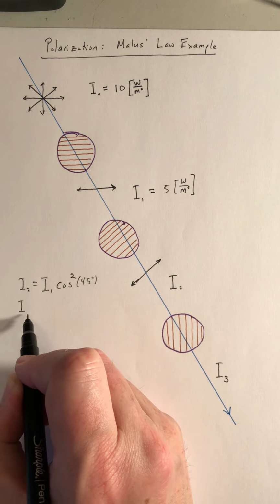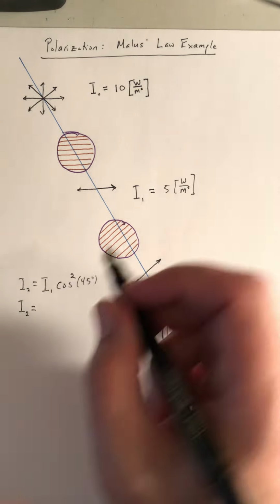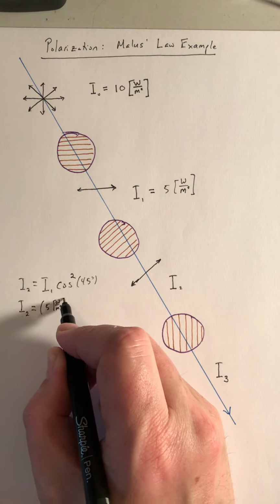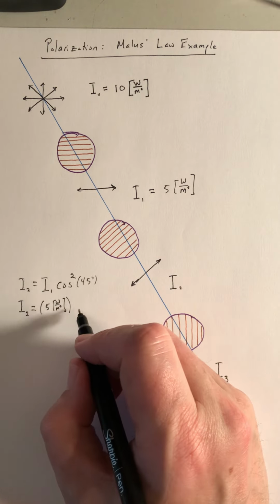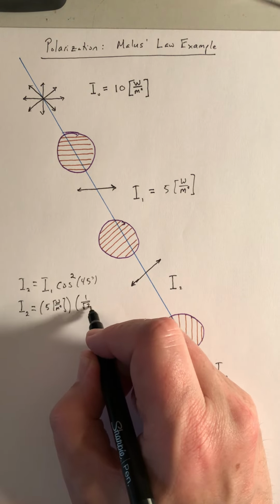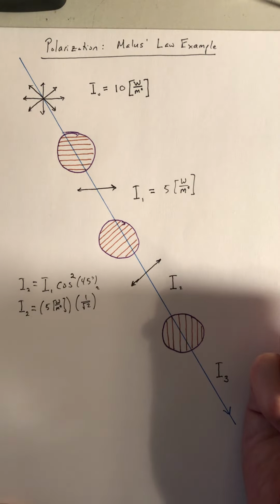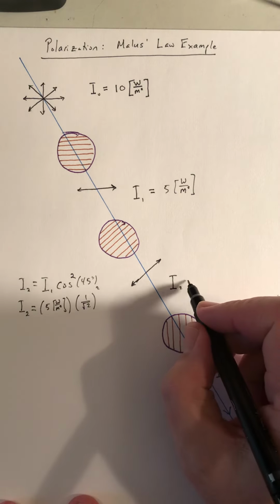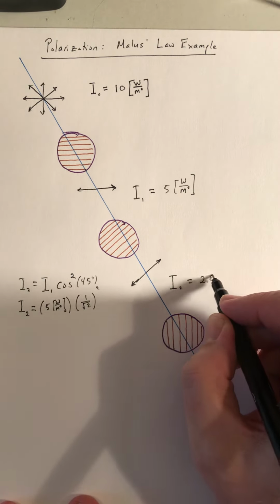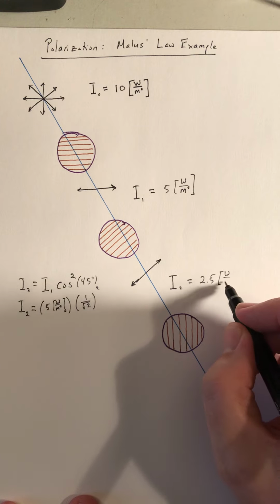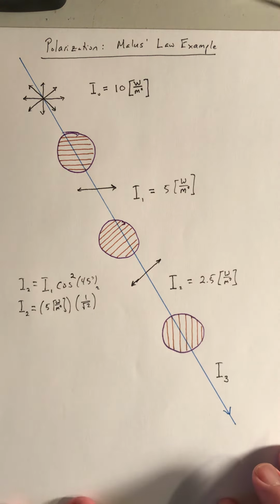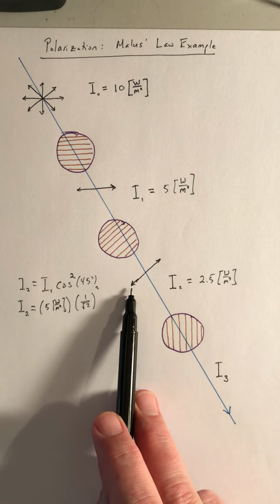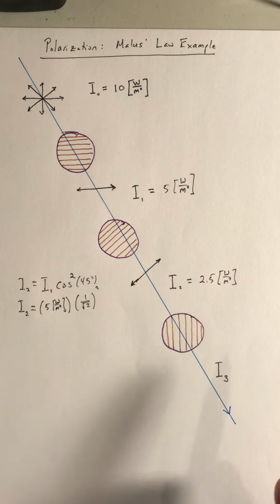So intensity 2 is going to be intensity 1, which is 5 watts per square meter, times cosine of 45, which is 1 over root 2, which I square. So this is going to give us 5 watts per square meter over 2, which is 2.5 watts per square meter.